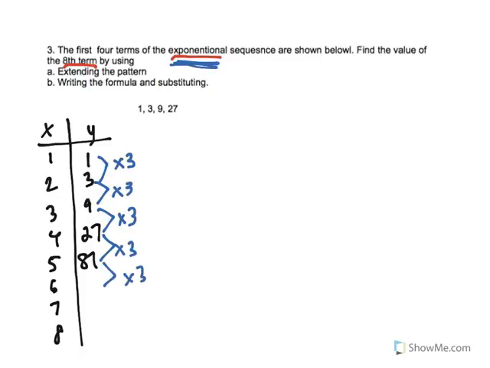81 times 3 gives me 243. 243 times 3 gives me 729. And then 729 times 3 gives me 2187. So now, from extending the pattern, we have found that the 8th term is 2,187. Now, let's find the formula.